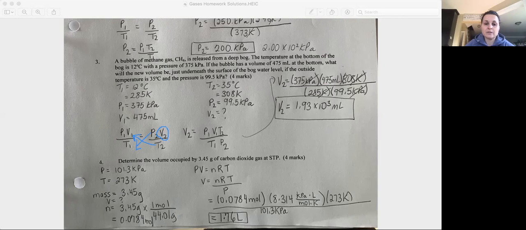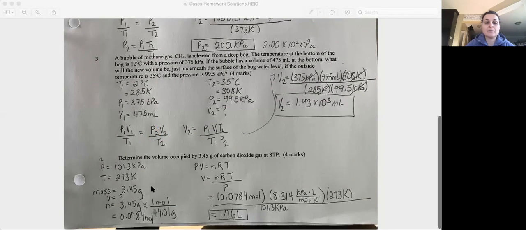Okay, so finally, we're just going to look at a question that we're going to be seeing in chapter 12, but we might as well have a look at it now. Determine the volume occupied by 3.45 grams of carbon dioxide gas at STP. So there's a couple of important things here. One is that they're asking us for STP. STP is standard temperature and pressure, which is something that we have to memorize. So standard temperature and pressure, the pressure is 101.3 kPa, the temperature is 273 Kelvin.